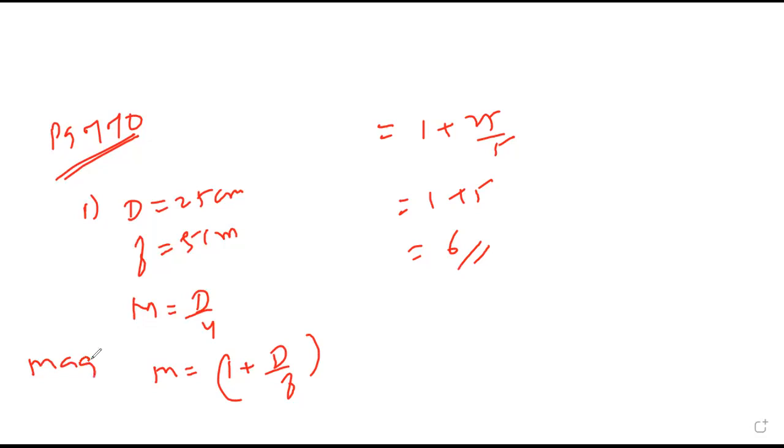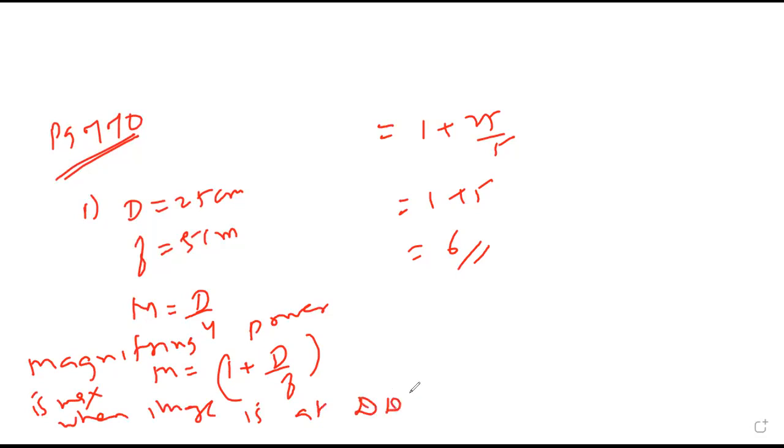Here you can write down: magnifying power is maximum when the image is at DDV. Then this formula. Compound microscope was invented by Galileo.